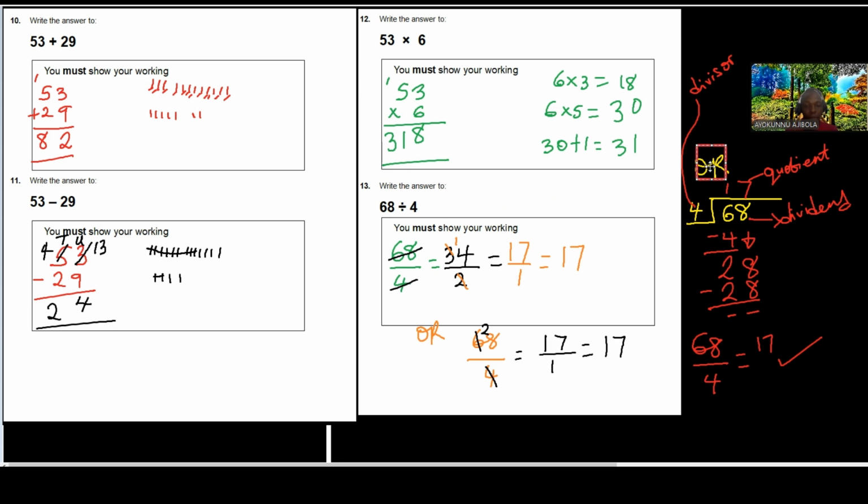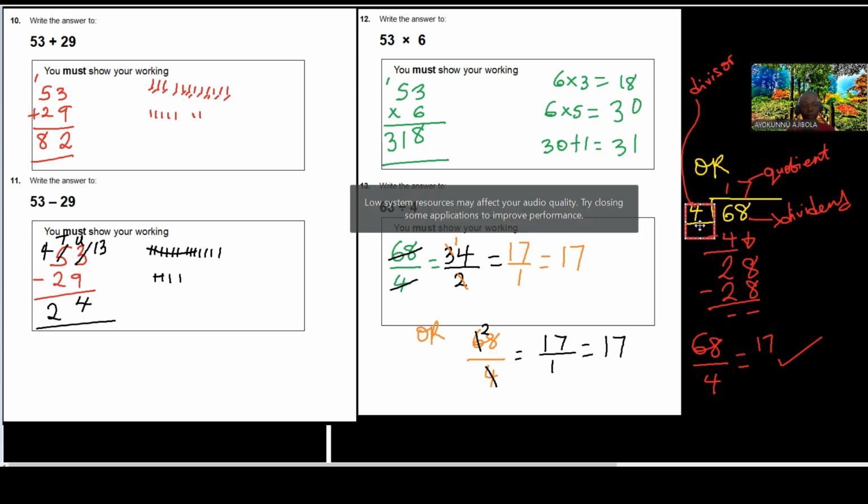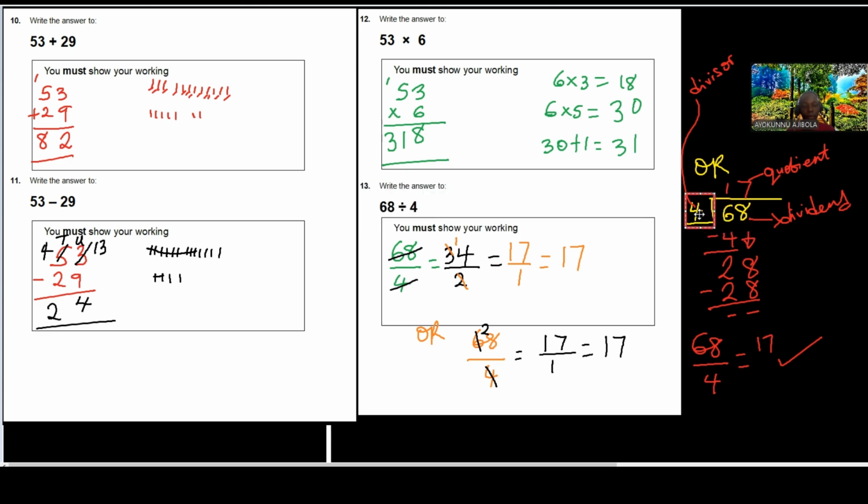So the third method, that's why I say or, you use a long division method, which is 68 into the root and 4 outside the root. Then how many 4 is in 6? That's 1. 1 times 4 gives me 4. 6 minus 4 gives me 2. Then I drop down the next digit, which is what? 8. So how many 4 is in 28? That's 7. 7 times 4 is 28. Then 28 minus 28 remains nothing. Then we say our quotient, which is the answer, is 17, which is 68 divided by 4 is 17. Is that clear now?